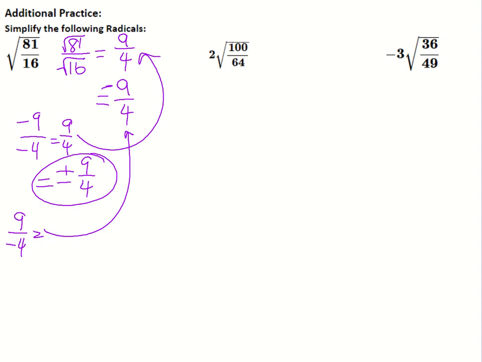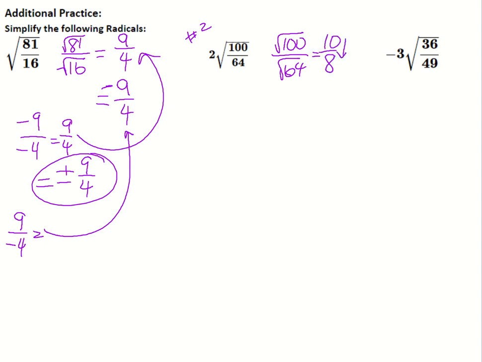All right, this is not number 2. That's actually, it is number 2, but this is actually telling me to take 2 times the radical, or the square root, of 100 over 64. So I'm going to do the same thing I did here. I'm going to separate this first and do the square root of 100 over the square root of 64. I'm going to get 10 over 8.